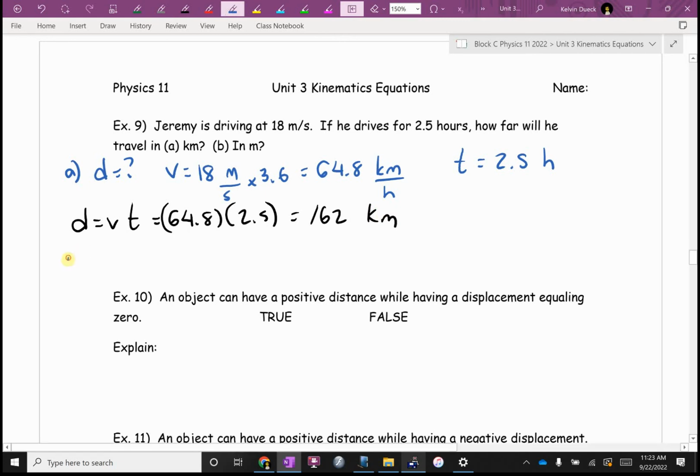What's B want me to do? Convert it to what? How good are we? 162 kilometers. How many meters is that? How many meters in 1 kilometer? As a number? 1,000? How many meters in 2 kilometers? How many meters in 162 kilometers? If you're comfortable just saying, hey, that's 162,000, I'm good with that. Or you can build the full chain if you want to. But if you're at a stage now where you can take some shortcuts, yeah.